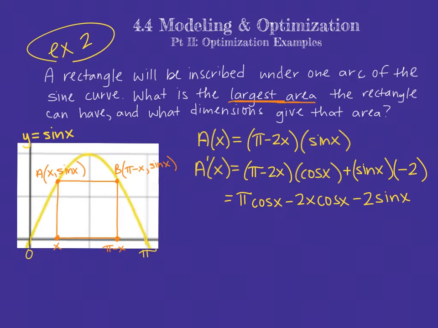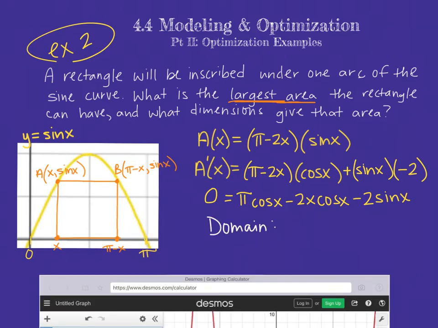Here I have cleaned up A prime, and we want to set it to 0 to find the critical points. Now, this is not one that we can solve by hand, so we are going to be using Desmos. Before we take a look at the graph of A prime, what I want to do is figure out the domain so we know where to look. Our x values are under this particular sine arch. That means that they're between 0 and pi. So our domain is that x needs to be between 0 and pi. And remember, Desmos is not in terms of pi, so we're going to be looking at about 3.14.